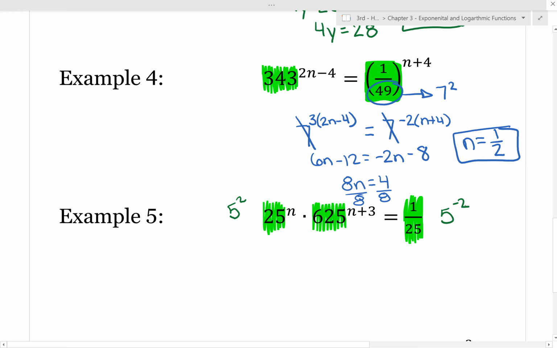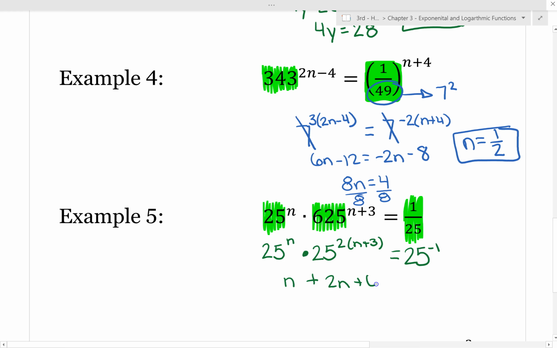However, I do want to show you one thing on this one. So I'm actually going to use a different one. I'm actually going to use 25. Okay? Because 25 squared gives you 625. Since this is just 1 over 25, that gives you 25 to the negative 1. So we drop. So remember, when you multiply, you add. 2n plus 6 equals negative 1. So we have 3n equals negative 7. So n is negative 7 over 3.